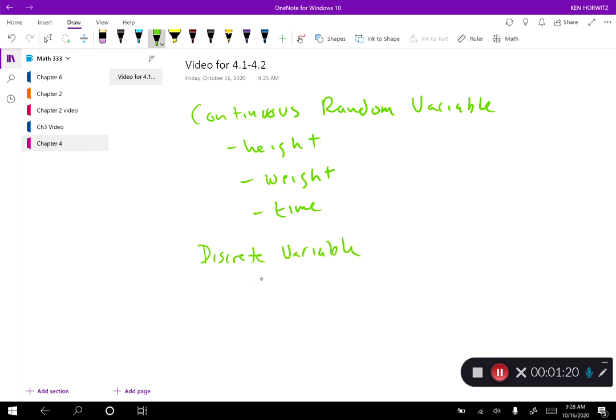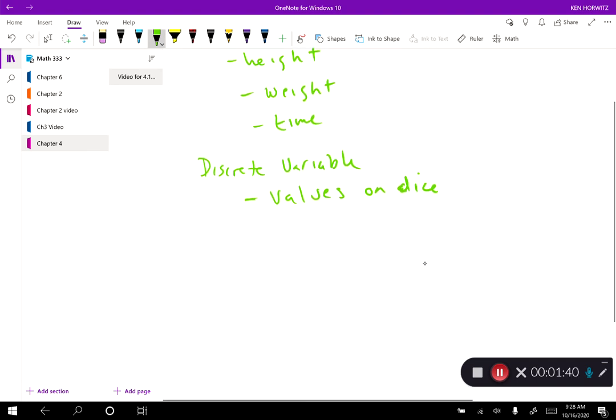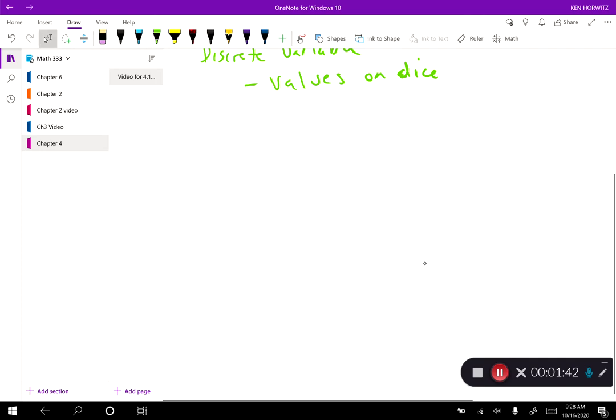an example would be values on a dice. You can roll and get a 3, you can roll and get a 4, but you certainly cannot roll and get a 3.5. All right, so as I said, we're going to talk about continuous variables.